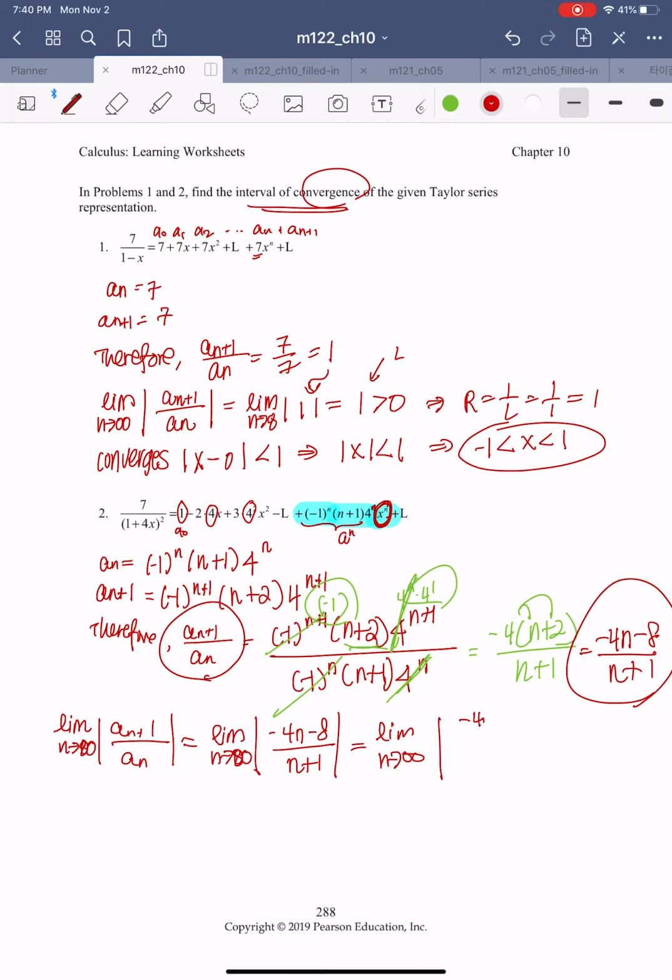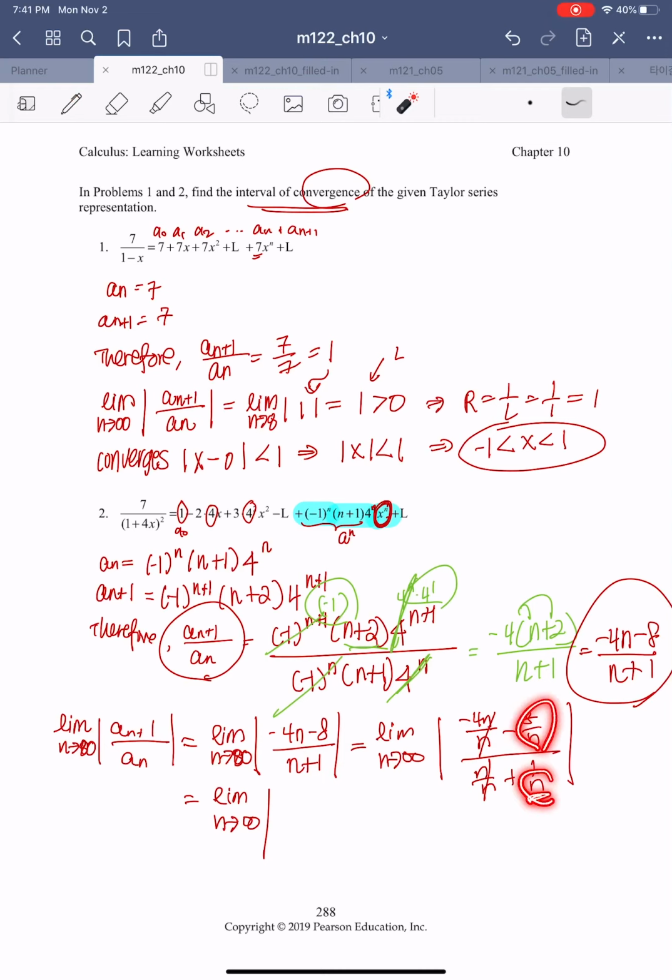Negative, if I divide each term by n, you have n over n, 1 over n, and plug in 0. You know that the n's disappear, so really you get this limit as n approaches infinity. The only surviving term, because if you plug in a really large number here, the denominator is a big number, so it's going to be 0. So you are only left with negative 4 over 1.